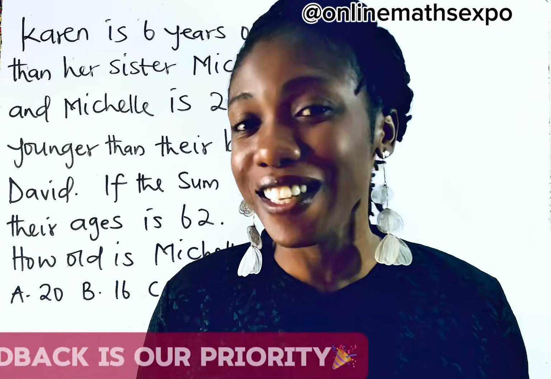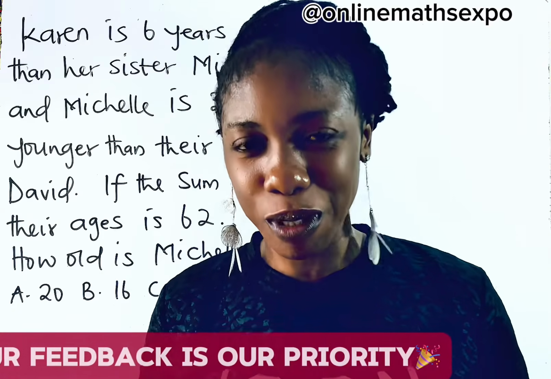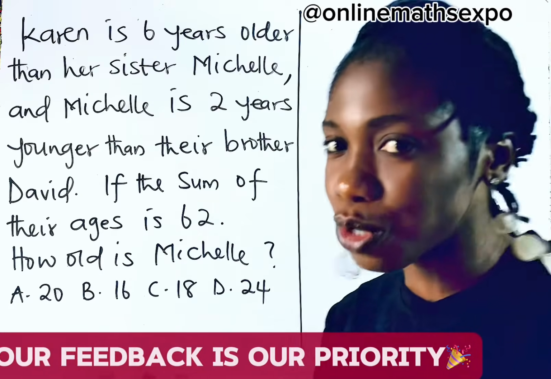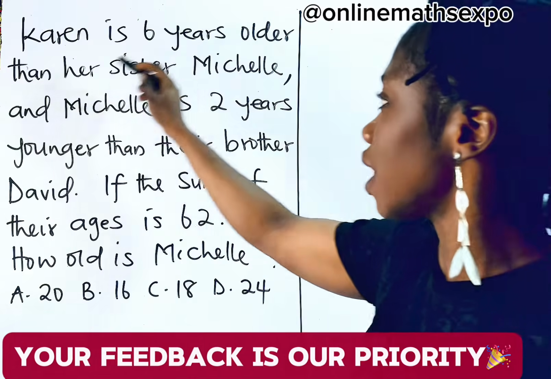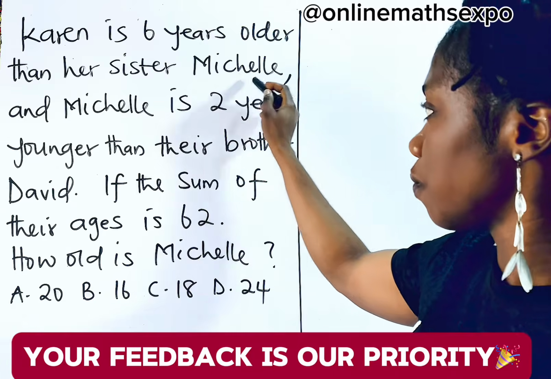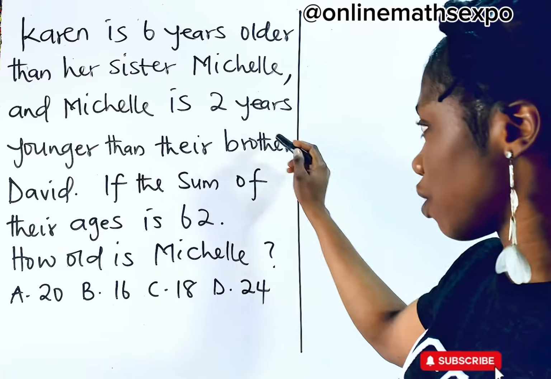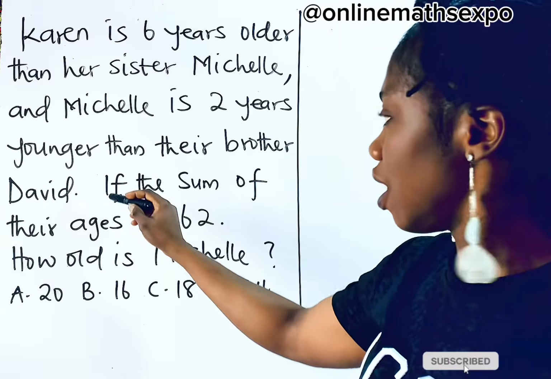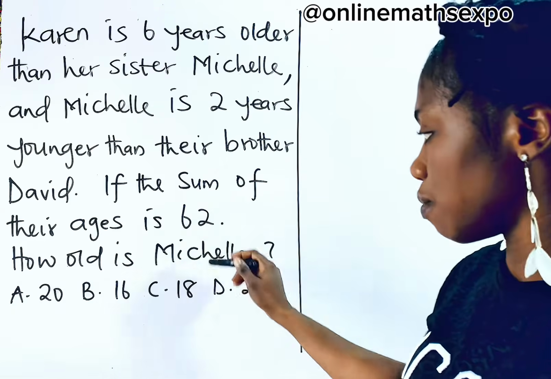Now, this one is quite interesting, and I wouldn't want you to miss it. So let's read the question together. We are told Karen is 6 years older than her sister Mitchell, and Mitchell is 2 years younger than the brother David. If the sum of their ages is this, how old is Mitchell?